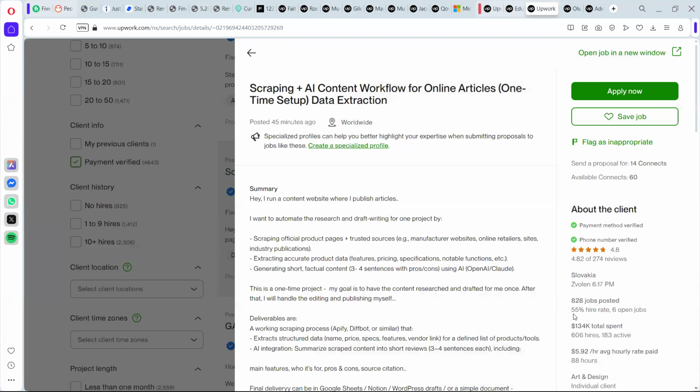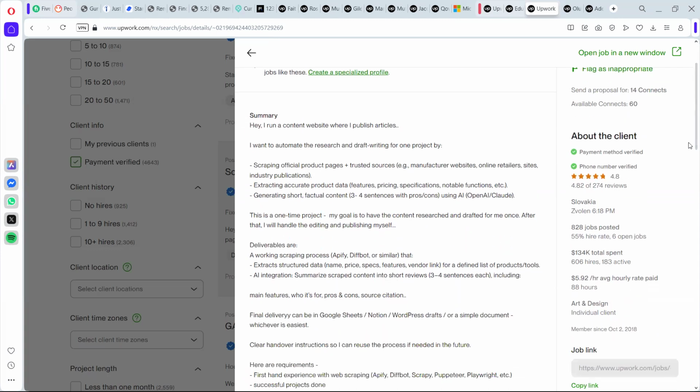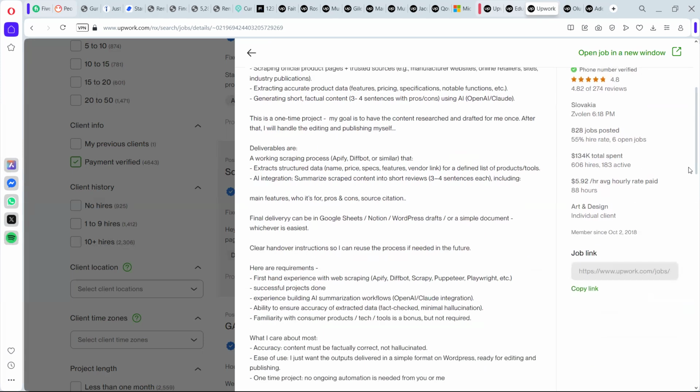55%. Now, this is the lowest we've seen so far, but it's still fair, because look at this 55% hire rate, and they've spent 134,000. This is what I was saying: when you check, maybe you see different jobs with 50-something percent hire rates, then you check the amount they've spent. You use that to say, okay, even though it's maybe 40-50%, they've spent a lot. So that should at least tell you that this is a client that spends.